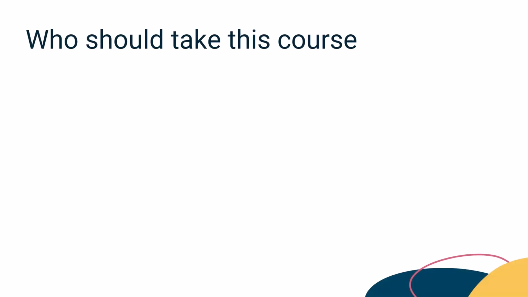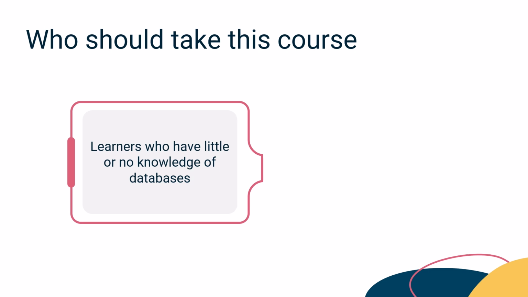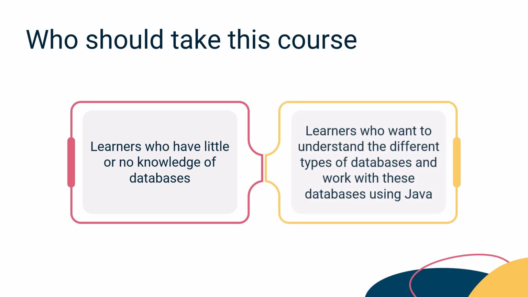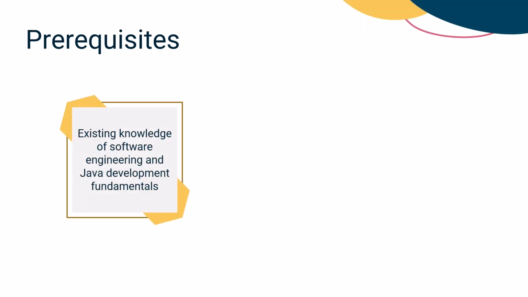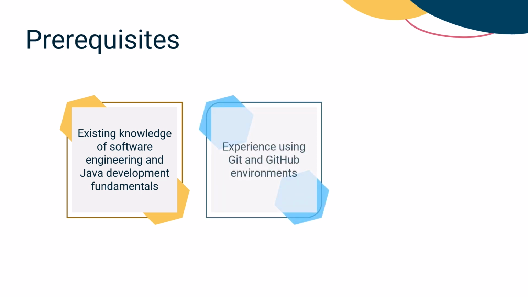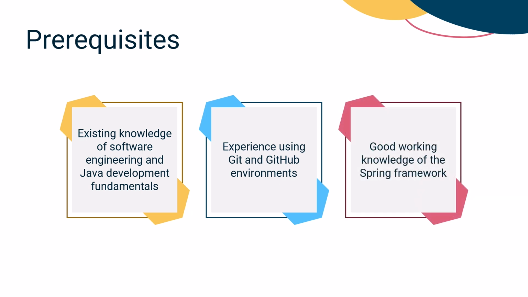This short course is designed for learners with little or no knowledge of databases and who want to understand the different types of databases and work with these databases using Java. To take this course, learners should have existing knowledge of software engineering and Java development fundamentals, and experience using the Git and GitHub environments. Learners should also have a good working knowledge of the Spring framework.